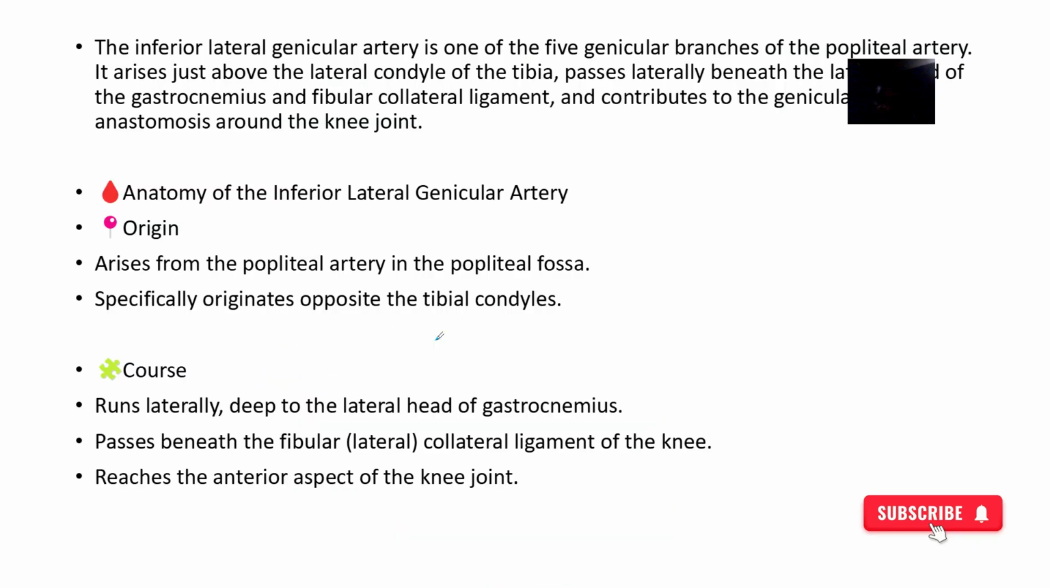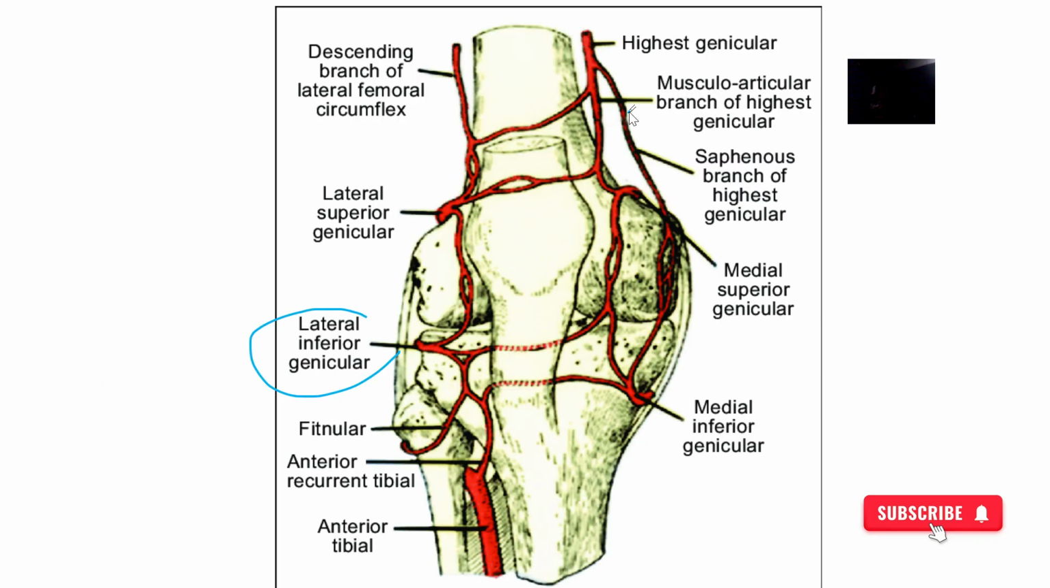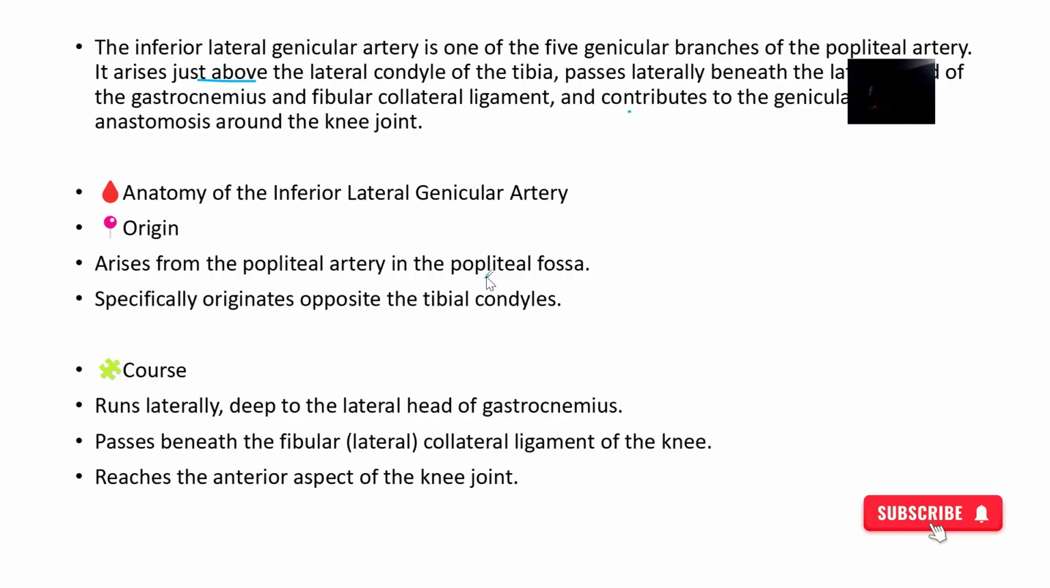So what we have here is this. It's actually one of the 5 genicular branches of the popliteal artery, and it arises just above the lateral condyle of the tibia. Okay, so it passes laterally beneath the lateral head of the gastrocnemius and the fibular collateral ligament. So that once you could basically get the right image if this image was having ligaments and muscles together.